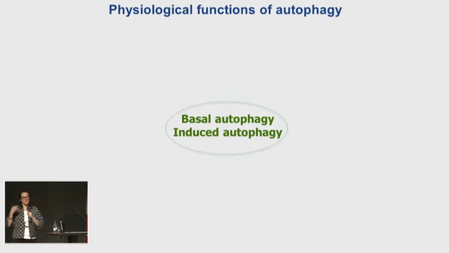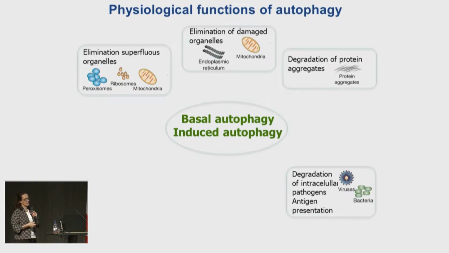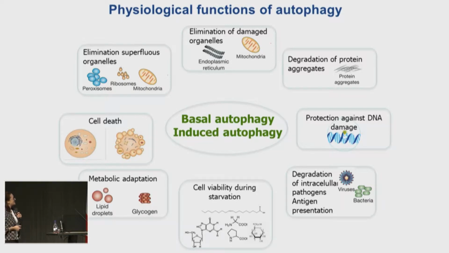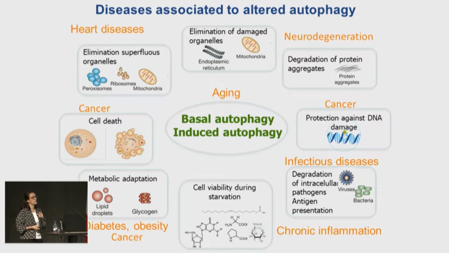All cells have some degree of basal autophagy, but this process can also be induced. As I told you, it can degrade many things: organelles and protein aggregates. It is also very important to degrade intracellular pathogens and viruses. It's an essential response to protect against DNA damage and also has roles in cell death. And it's an essential metabolic adaptation to sustain cell viability during starvation. Looking at all of these important functions, it's logical to think that alterations in autophagy have consequences for many diseases, from neurodegeneration to aging, cancer, and diabetes.